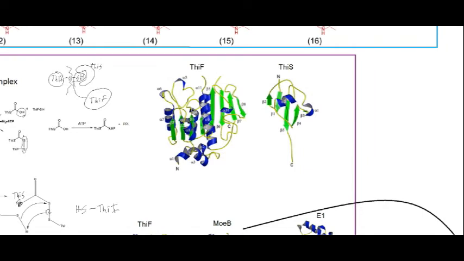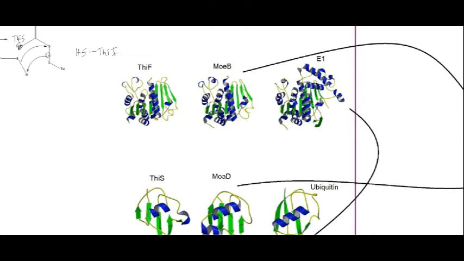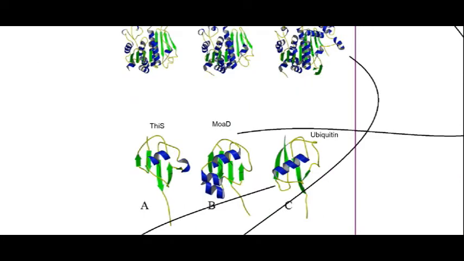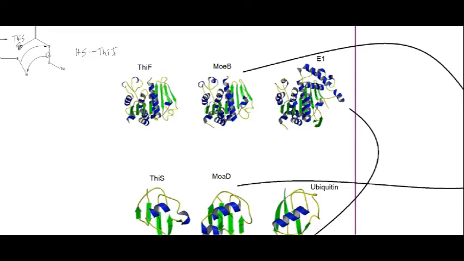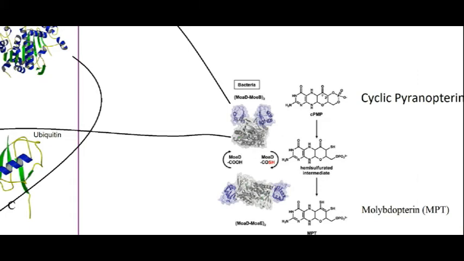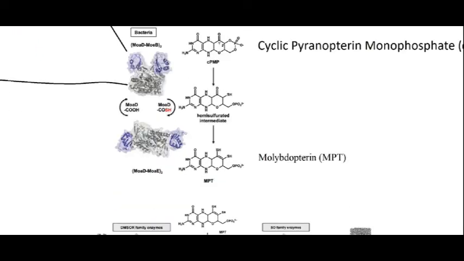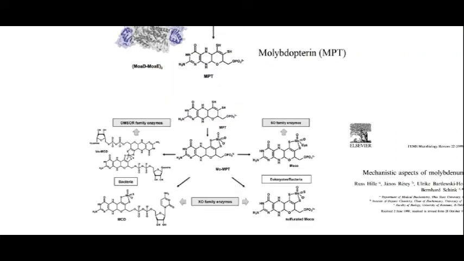So here is the THIF and THIS. But the THIF is similar to this MOEB and this E1, this ubiquitin enzyme here. And the THIS is similar to this MOAD and the ubiquitin. So the MOEB and the MOAD both generate another one of these sort of Mickey Mouse head structures. And this is involved in generating the sulfur on this molybdopterin here, which is involved in molybdenum binding.